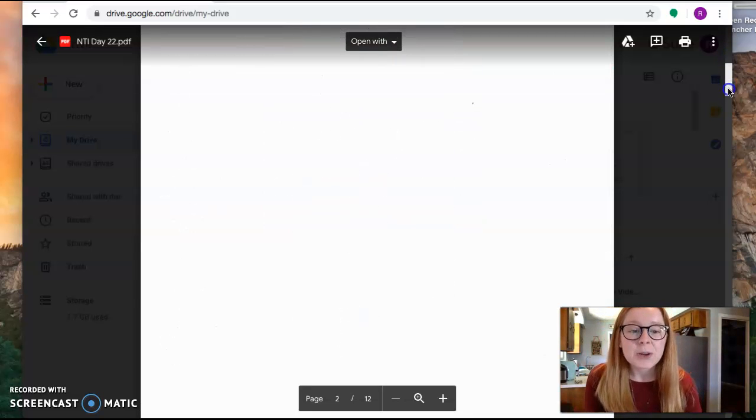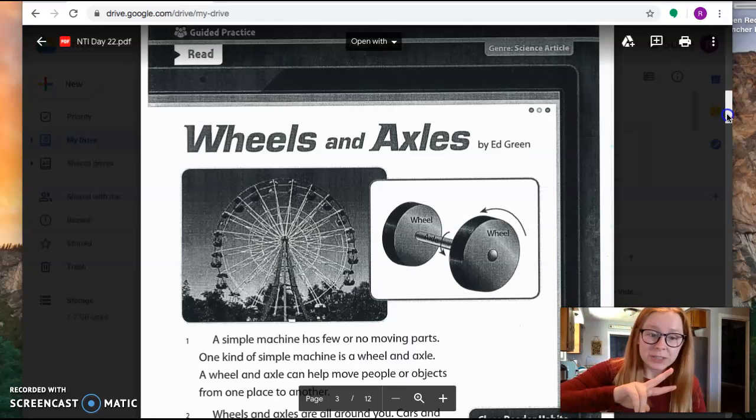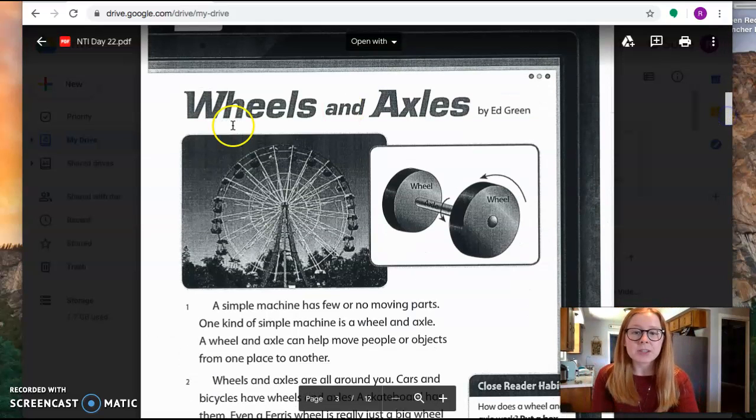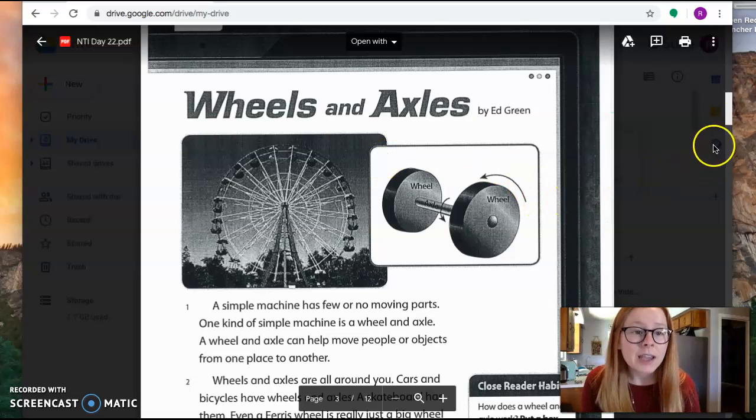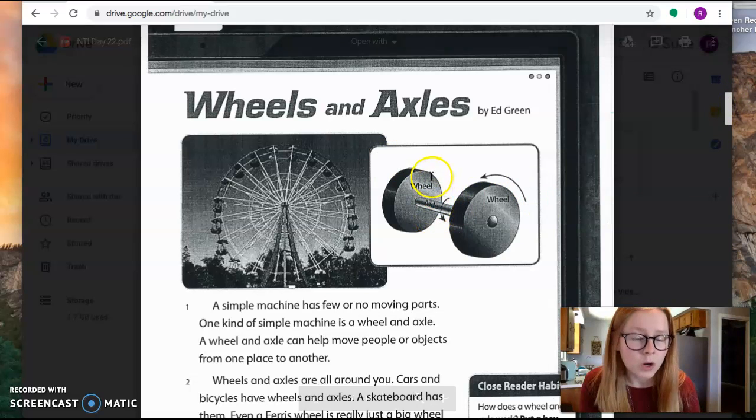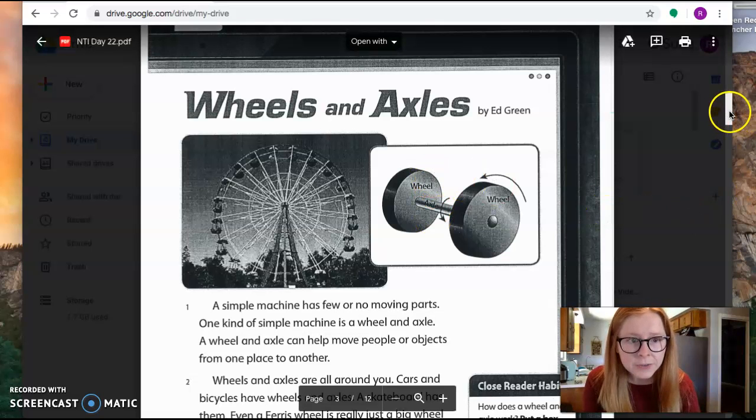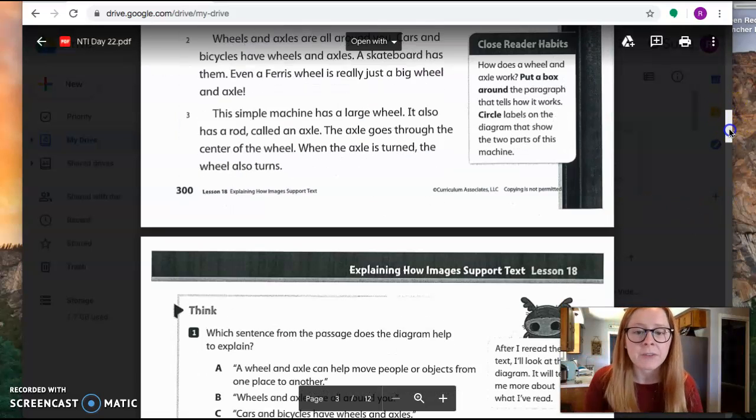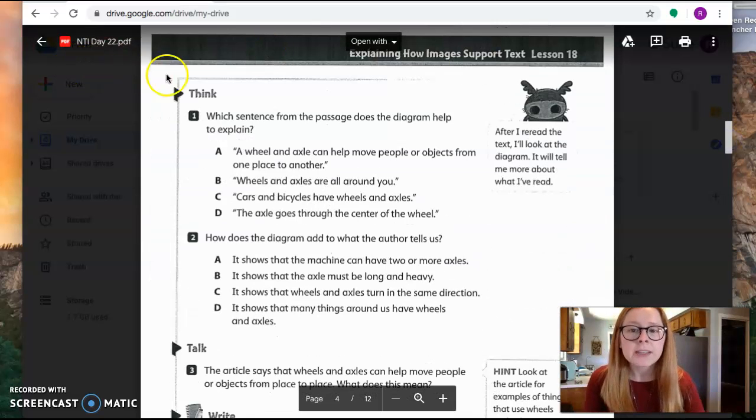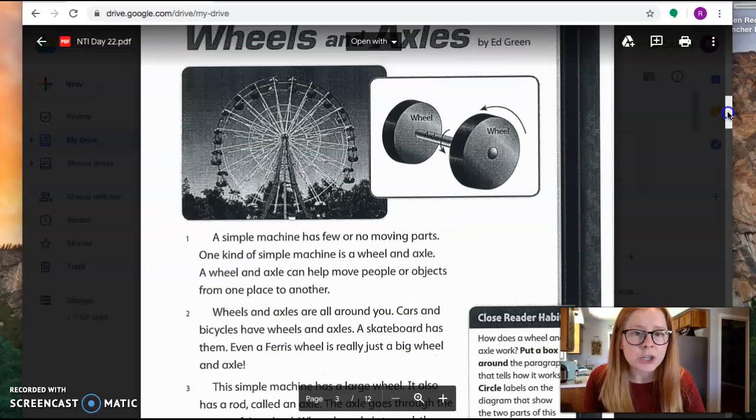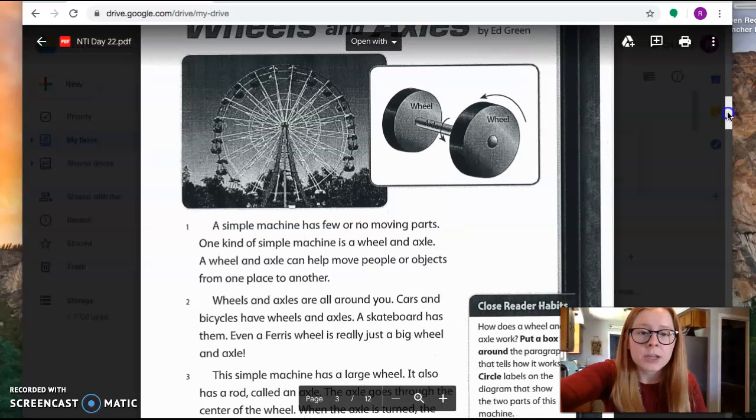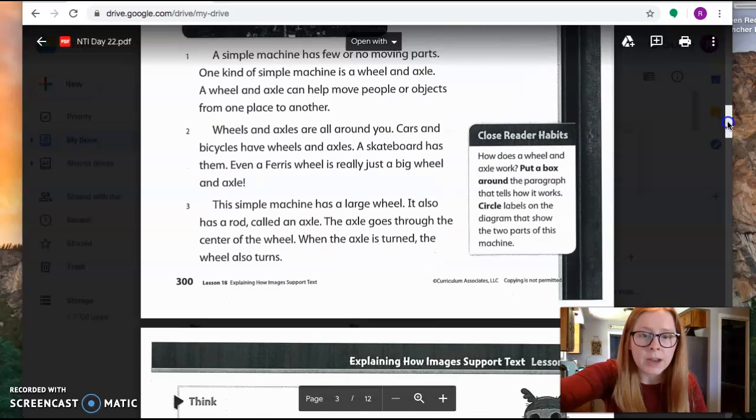All right, so it is NTI Day 22. And you are going to be reading a story about wheels and axles. And it has a diagram at the top that shows you how a wheel and an axle works. And if you read this, it's going to have a few questions after. It says, which sentence from the passage does the diagram help you to explain? And these questions can be a little tricky, but you need to pick the sentence that shows what the picture shows. So it shows the axle and the wheel and how they turn.